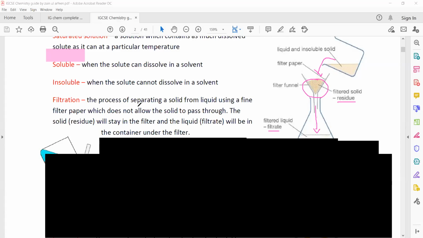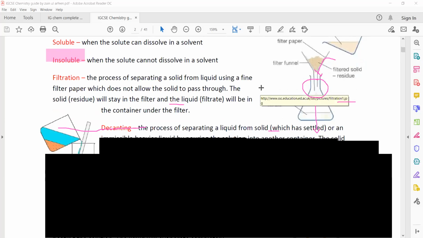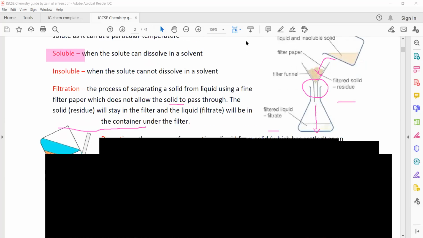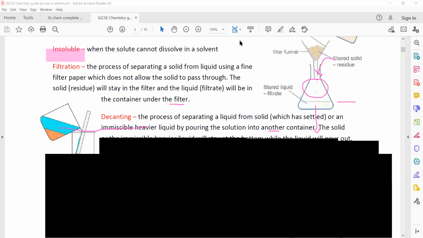So the process of separating an insoluble solute or a solid from a liquid uses a fine paper which does not allow the solid to pass. The solid residue will stay on the filter paper, and the liquid will pass through the filter paper. We call that the filtrate. Is the technique of filtration clear? If a question is to explain filtration, you will write this definition.